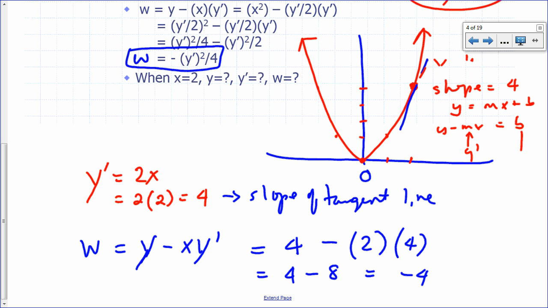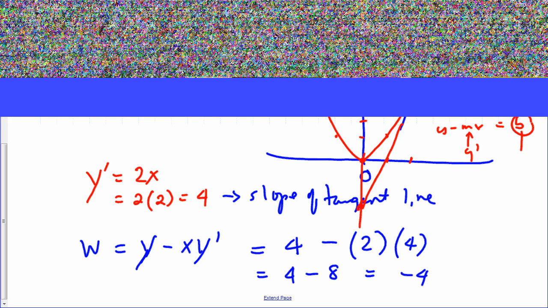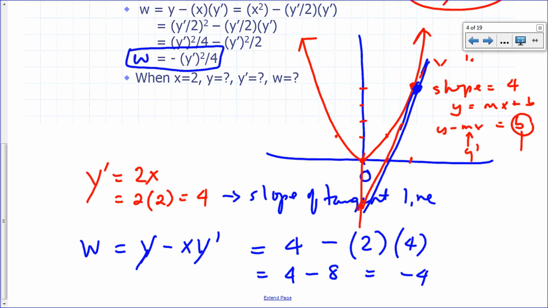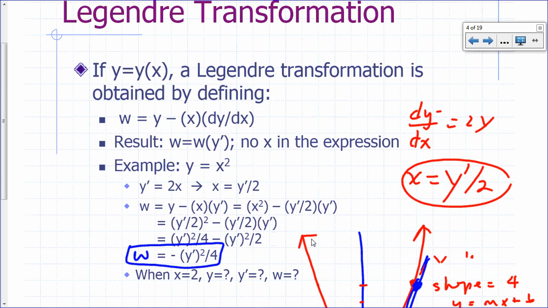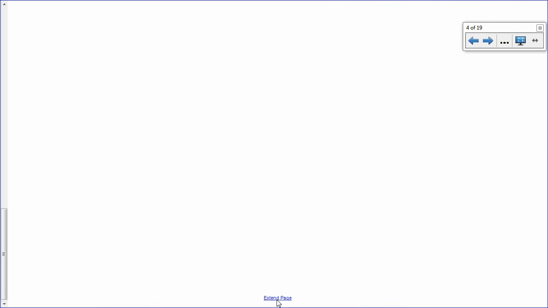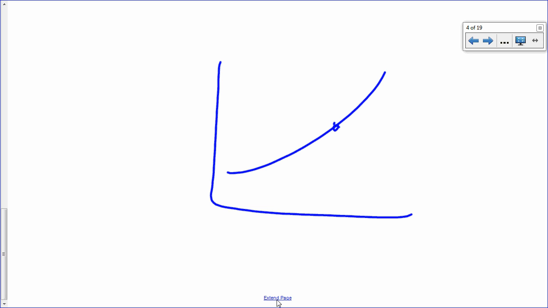So b right here is really nothing more than the intercept of this tangent line. So there's a point, and then the intercept is going to be negative 4 right here. That's your w. In other words, in general, if you have a curve, if you have a function, and you have a point there, the slope of that tangent line and where it would intersect your y-axis, this is going to be your w. The slope of that is y prime.